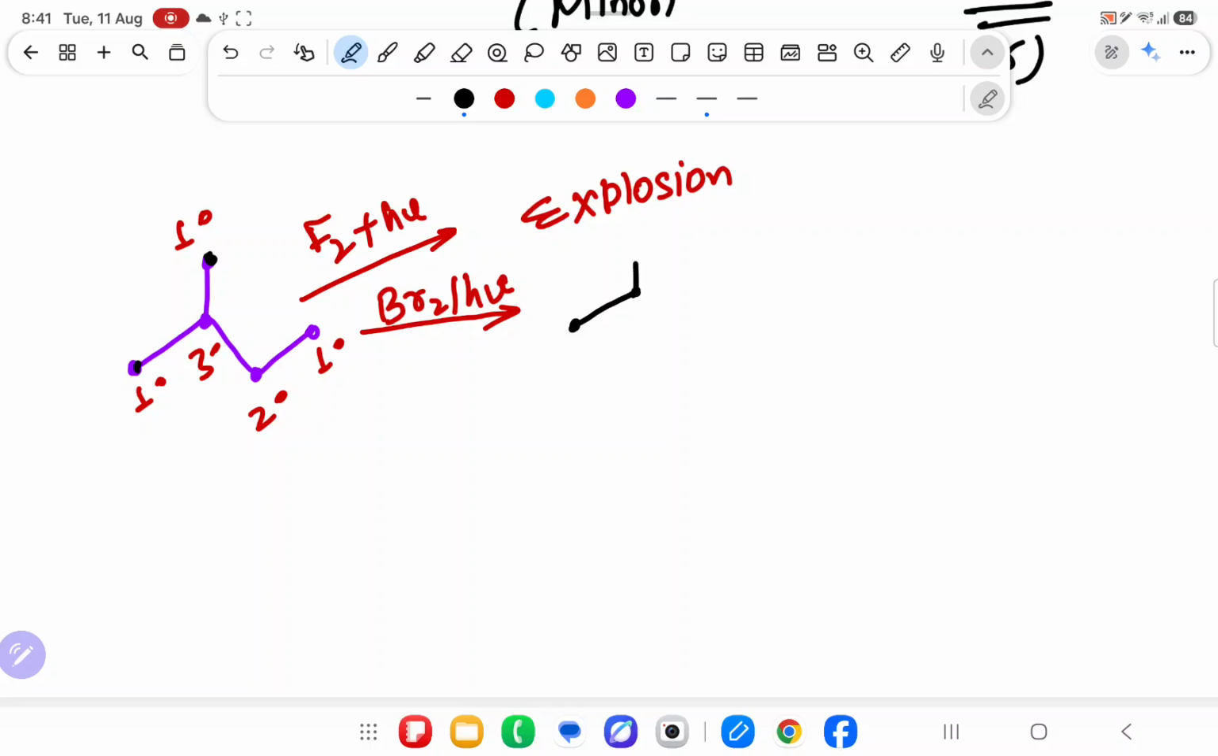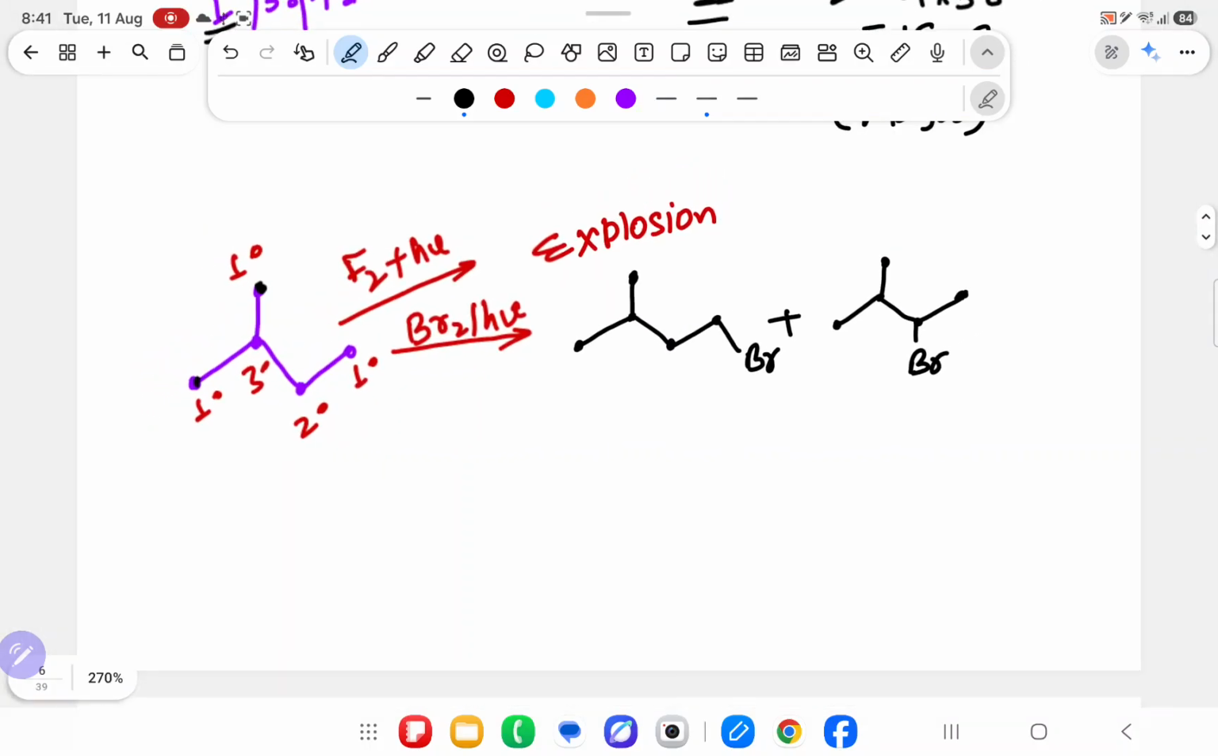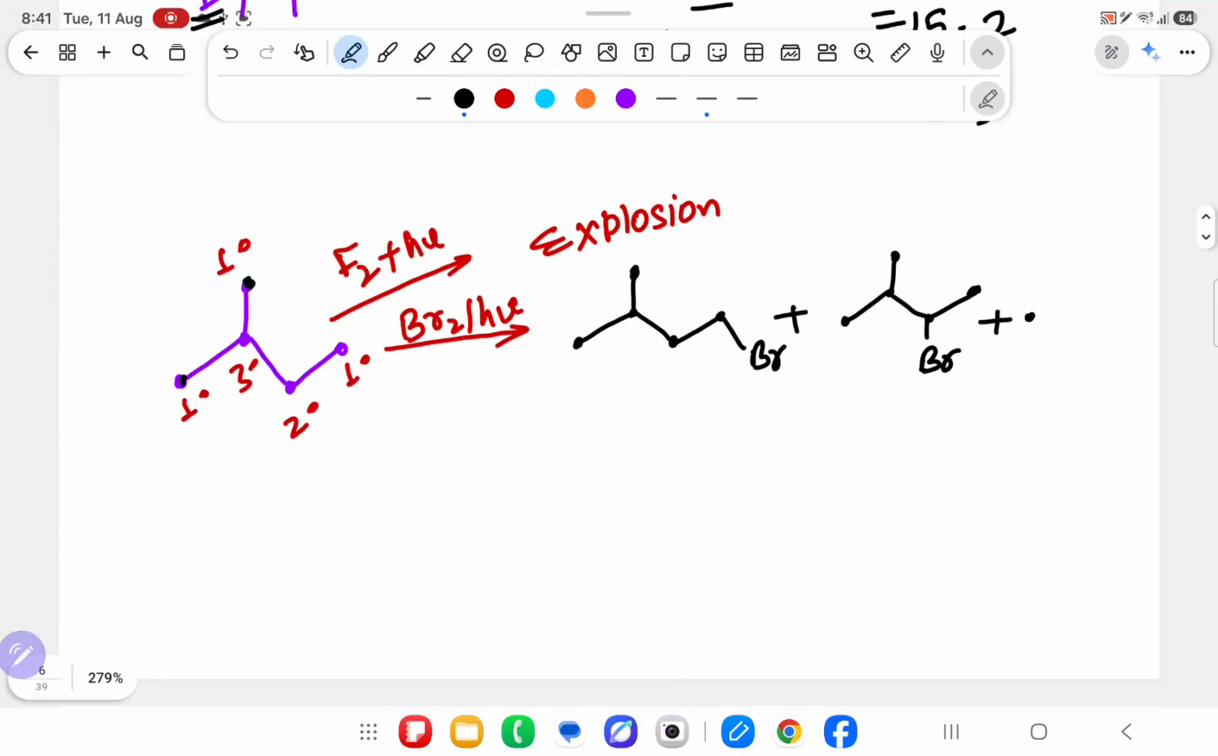Suppose 1, 2, 3, 4, 5. Here you will put bromine, one possibility. Another 1, 2, 3, 4, 5. Here you will put bromine on the 2 degree. And for another product you will make 1, 2, 3, 4, 5. Here you will put bromine. If anybody is asking what is the major, the 3 degree will be major in case of bromine and the 1 degree will be the minor.